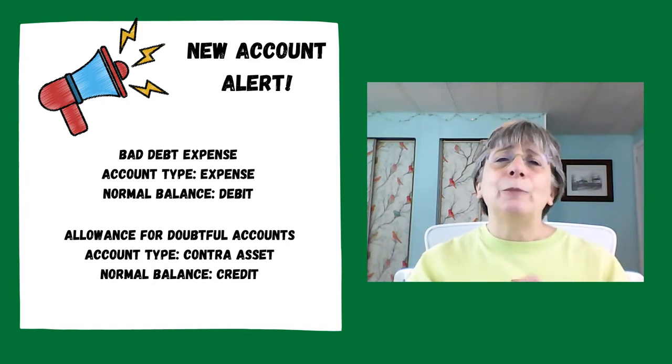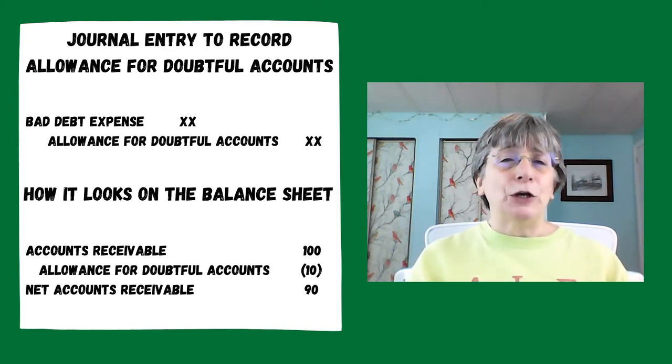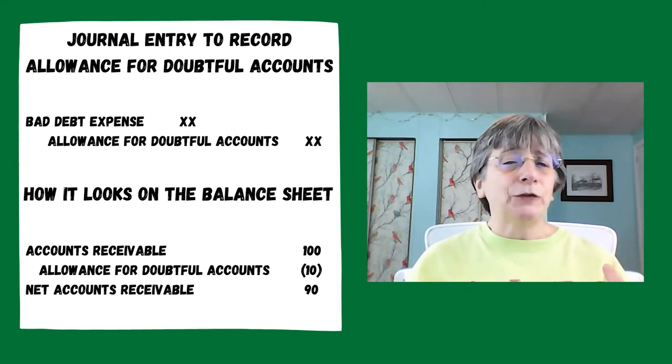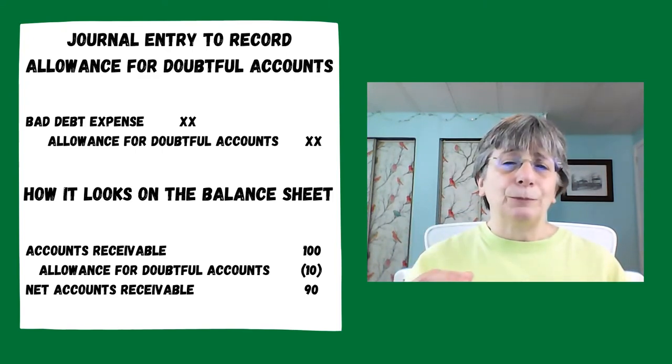We're going to do the same thing with our accounts receivable. So under the allowance method, we're going to do a journal entry each month. It will be an adjusting journal entry where we are going to debit bad debt expense and we're going to credit the allowance for doubtful accounts.